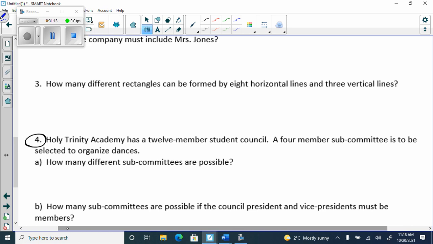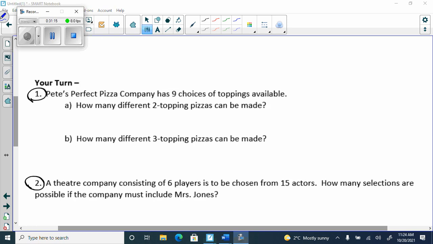Here it says, Pete's Perfect Pizza Company has 9 choices of toppings available. How many different 2-topping pizzas can be made? Does the order of those 2 toppings matter? You put cheese and pepperoni, or pepperoni and cheese. You might be like, yes, it's very different. Still a cheese pizza, right? So pizza, chili, stuff like that, all the same. So we would do 9C2, which is the same as 9C what?